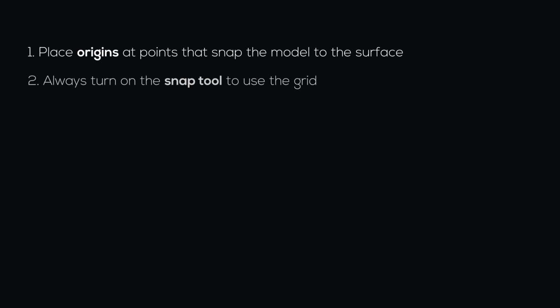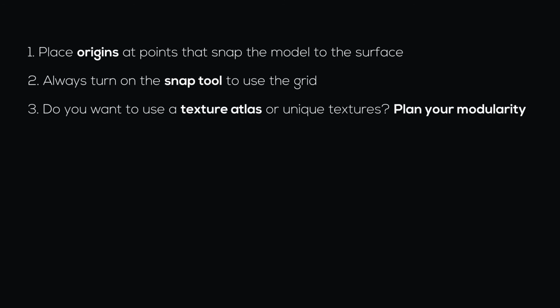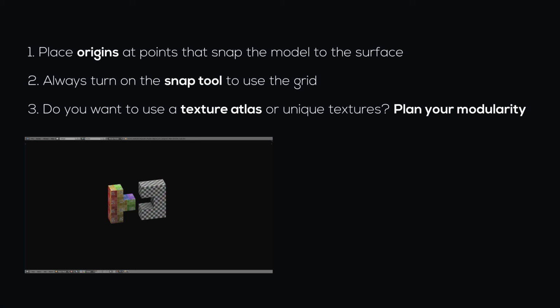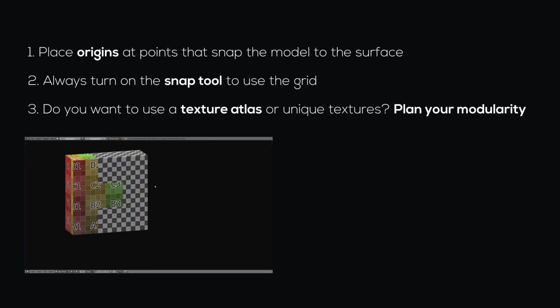So that's it for the basics I'd like to cover. Again, to repeat, make sure to place the origins at the right points. Always use the grid as a guide so you can make sure that all the models perfectly interconnect with each other. And you should keep in mind that there are basically two ways of creating modularity. Either you have independent models with independent textures that interconnect with each other due to their perfectly aligning textures and geometry, but you can't reuse the textures.